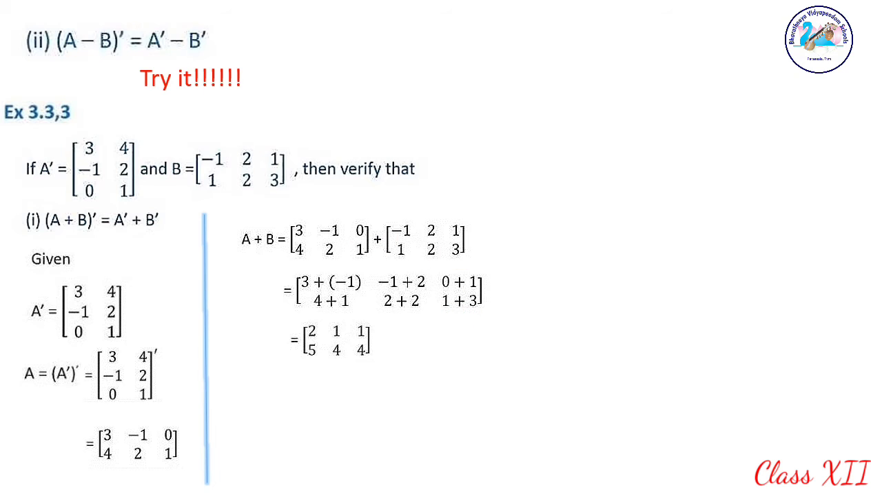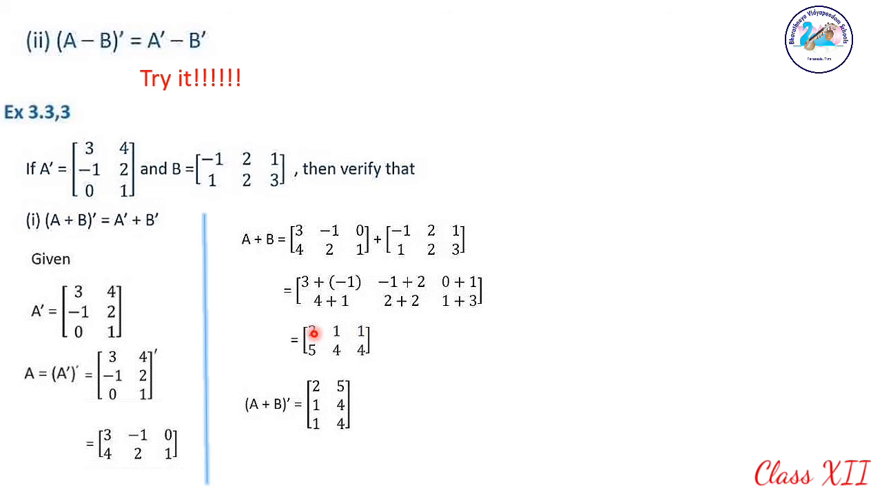Do the calculation. 3 minus 1 is 2. Minus 1 plus 2 is 1. 0 plus 1 is 1. 4 plus 1 is 5. 2 plus 2 is 4. 1 plus 3 is 4. So this is A plus B. What we need is A plus B the whole transpose. So A plus B the whole transpose is equal to, interchange the rows and columns.